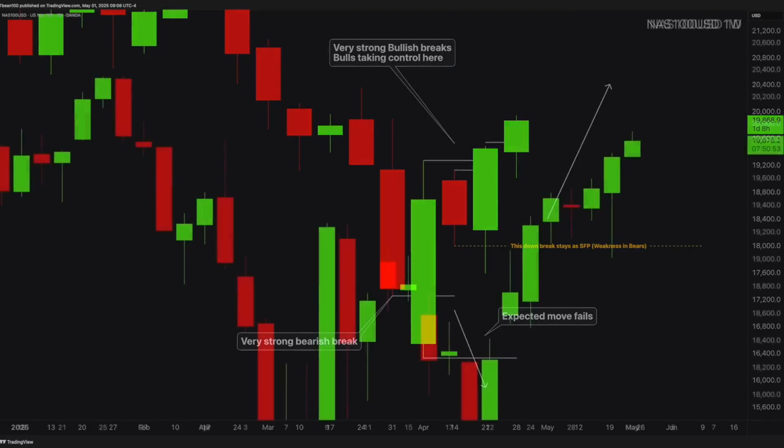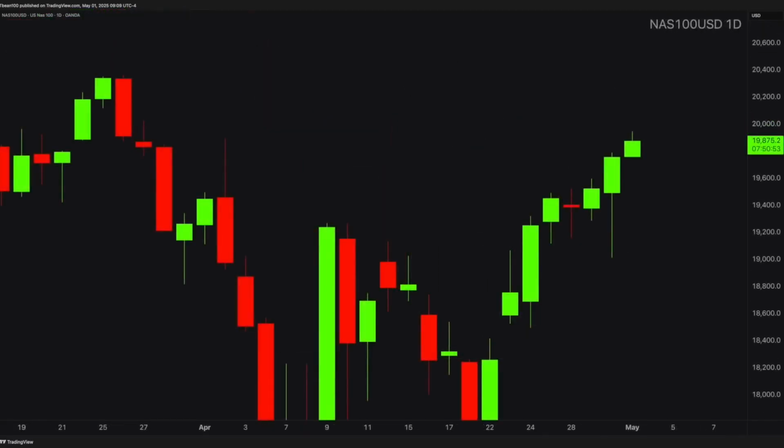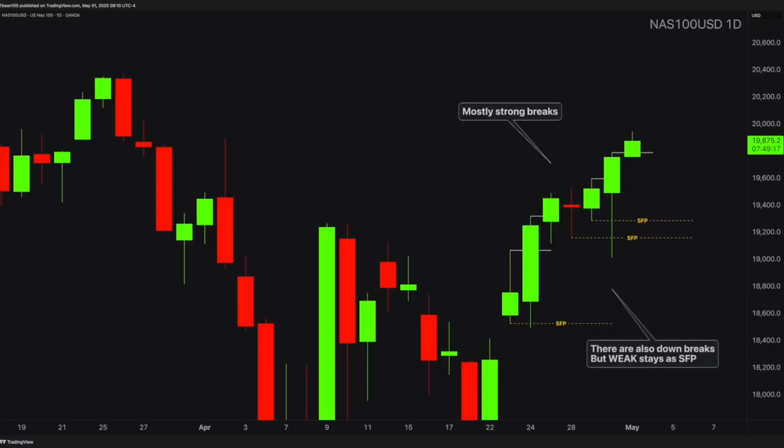turned into an SFP. How about the daily chart? Please observe the most breaks on the upper side. As you can see, strong breaks most of the time. But look at the downside breaks. All rejected and became swing failure patterns.